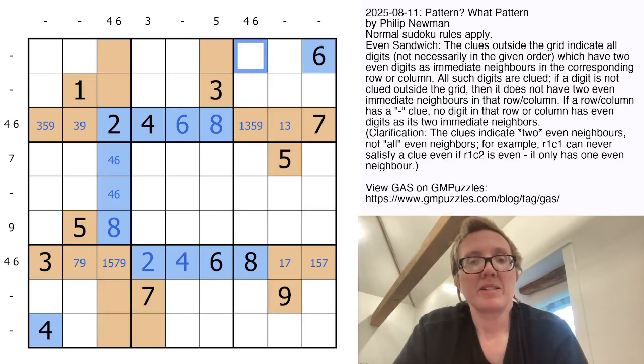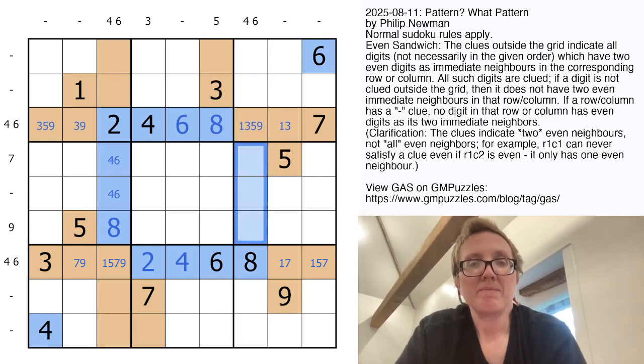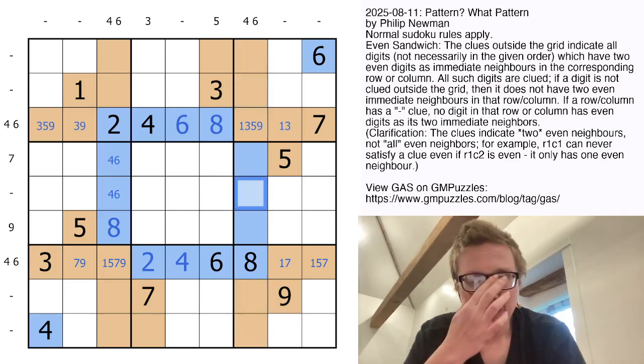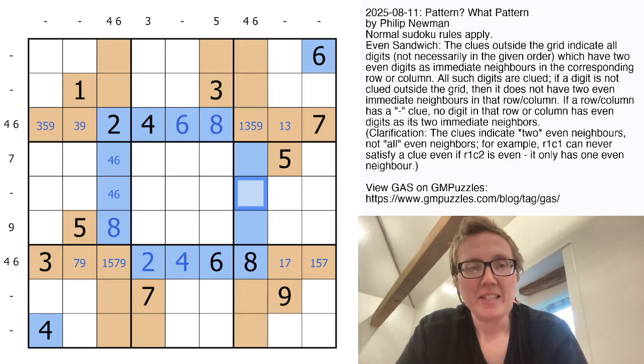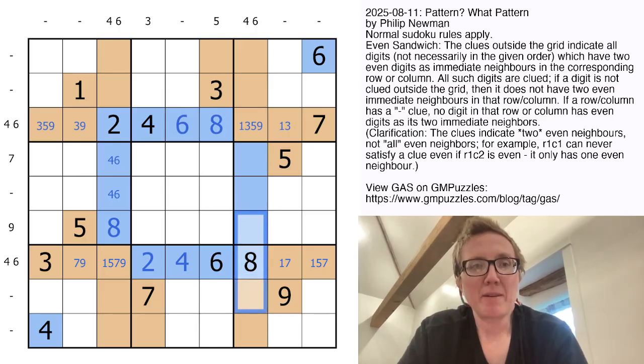Very, very similar reasoning here is going to give us these as even. Feel free to pause and follow through on that on your own. But basically, these two can't both be 4 and 6. Therefore, that has to be 4 or 6.